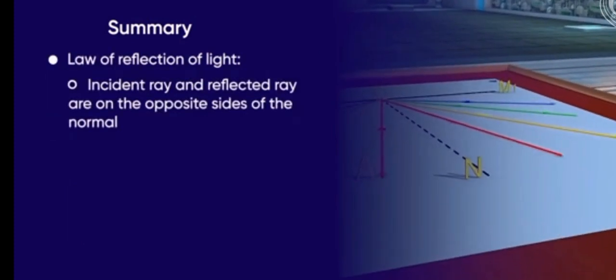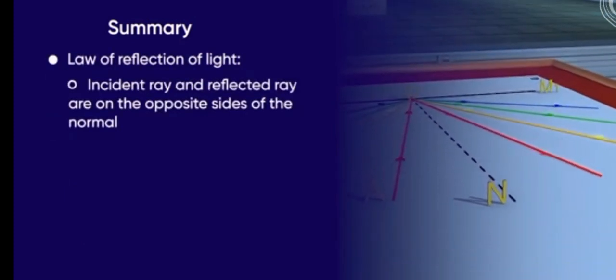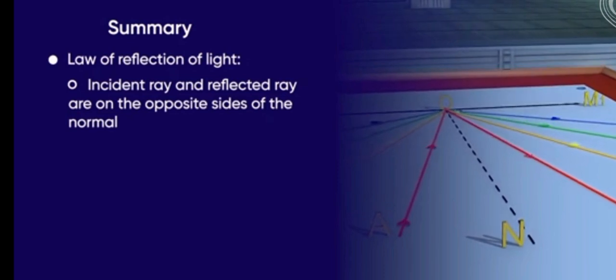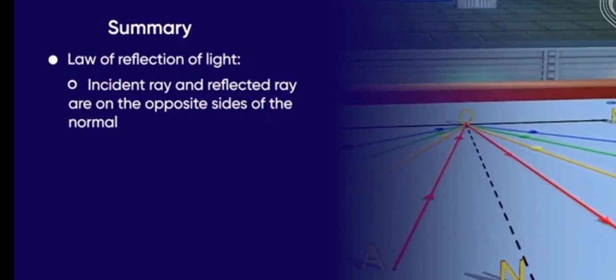Incident ray and reflected ray are on the opposite sides of the normal or the perpendicular at the point of incidence.